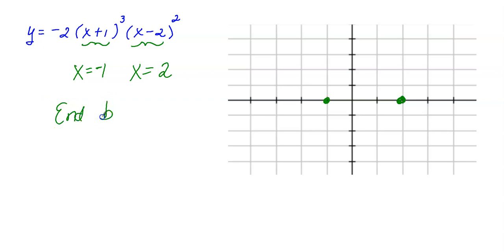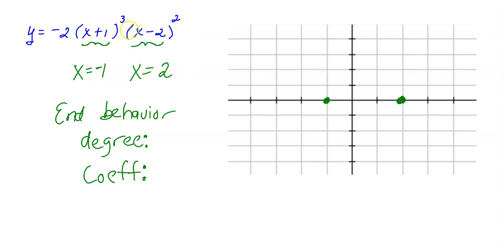End behavior. So we need to find the degree and the sign of the leading coefficient. So what is the degree of this polynomial? Well, remember, since it's in factored form, I can just add these. So 3 plus 2 is 5. So it's a degree 5 polynomial, and 5 is odd. So the degree is odd. And the leading coefficient is right here. The leading coefficient is 2, and the sign of the leading coefficient is negative.